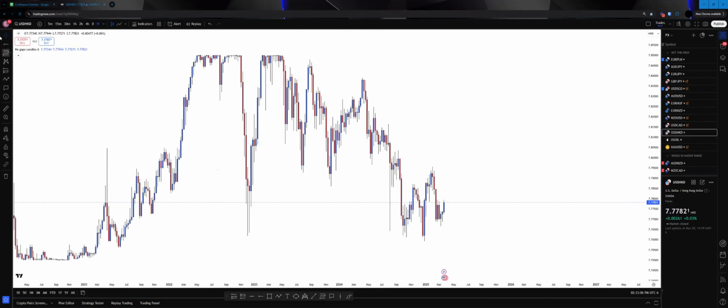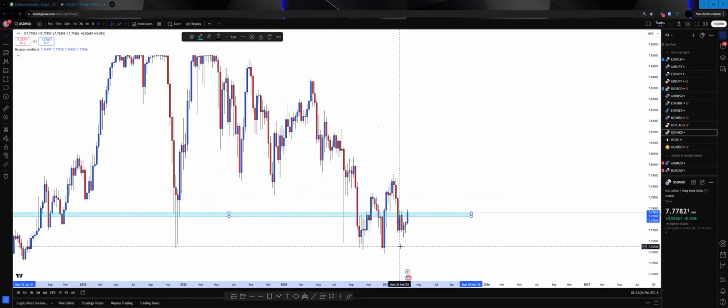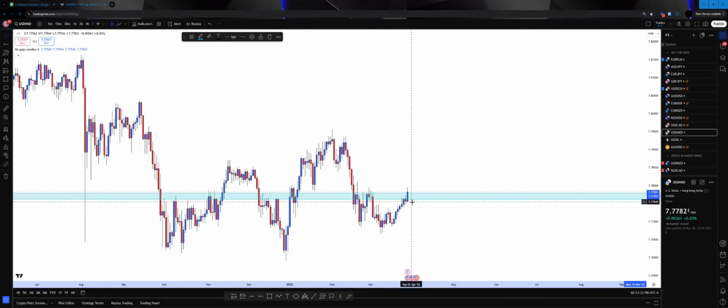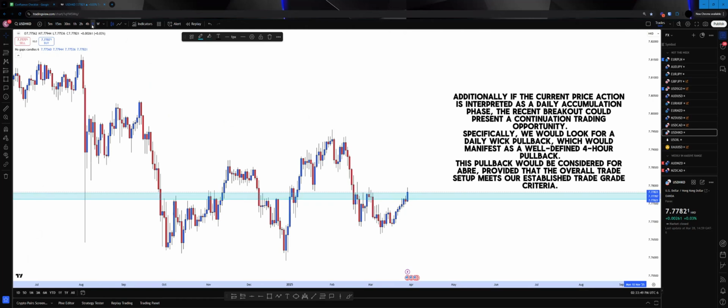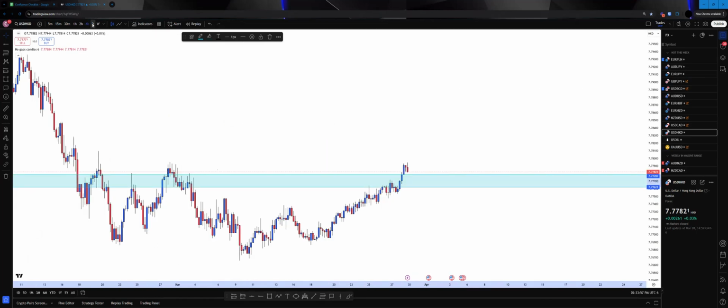USD HKD. The weekly, this is the range right here. The weekly is at an area of interest, and the daily is bullish, and the daily looks like it just broke out. Well, it didn't just break out of this accumulation, but the trend looks like it's just broken out. So because of this accumulation level on here, and we just broke out, we could look for a 4-hour pullback.